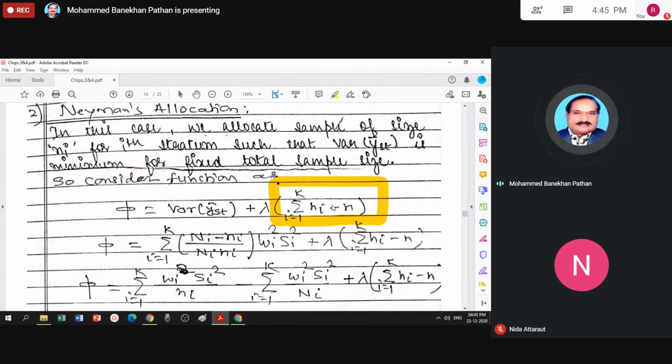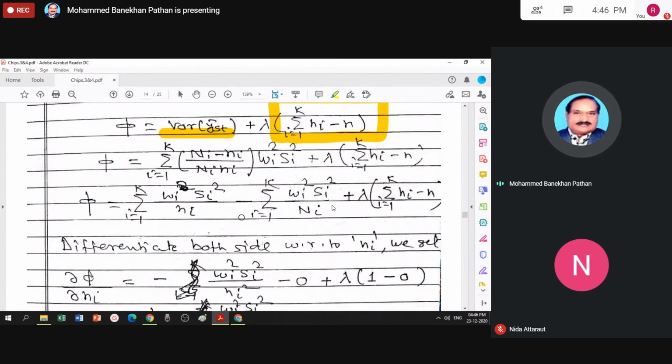Under Neyman, the condition is that total sample is fixed, equal to small n. So summation ni should be equal to the given number n. If I take this on the left, this condition equals 0. So 0 multiplied by lambda becomes 0. Ultimately, I decide ni which minimizes variance under study.